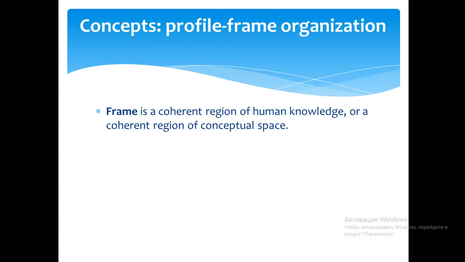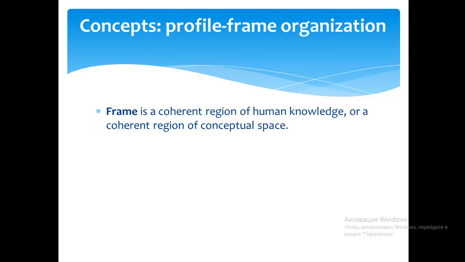Concepts, profile, frame organization. In cognitive linguistics, a frame is understood as a coherent region of human knowledge or as a coherent region of conceptual space. The question immediately arises: how does one identify a coherent region of conceptual space, differentiating it from other regions? An a priori approach to this question, using one's own intuitions to identify frames, would be highly subjective. A more empirical approach is to identify frames based on the words and constructions of a human language such as English. This approach is taken by Langacker, 1987, which we will use as our starting point.